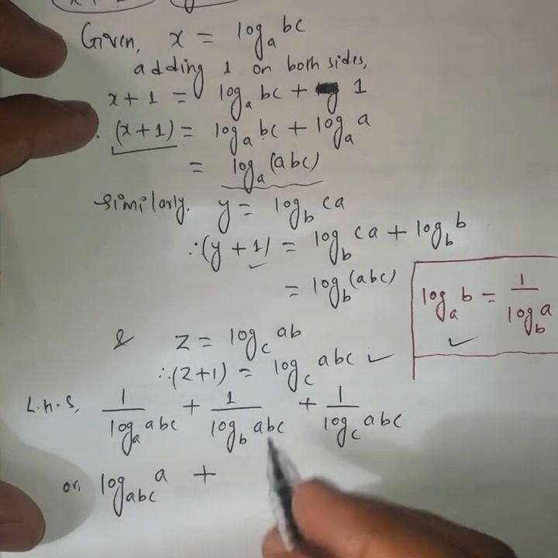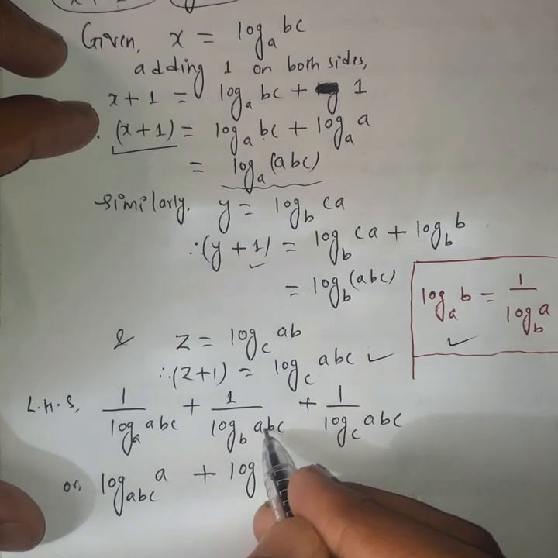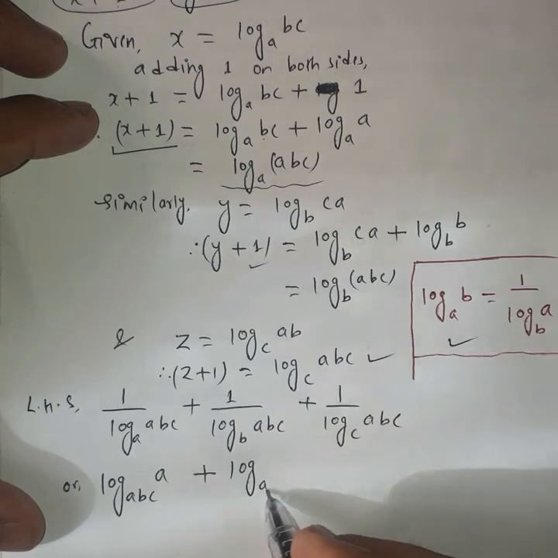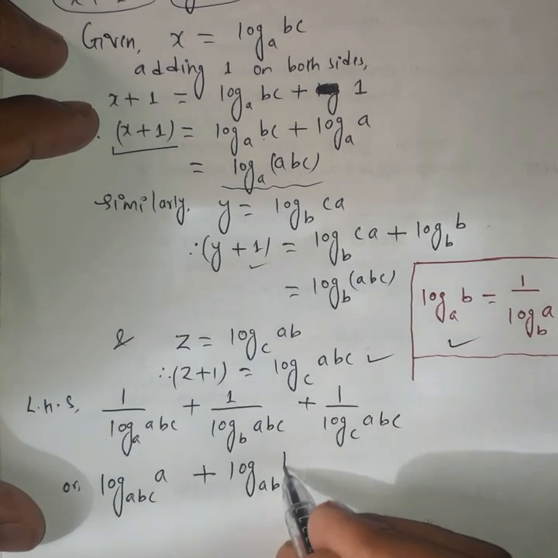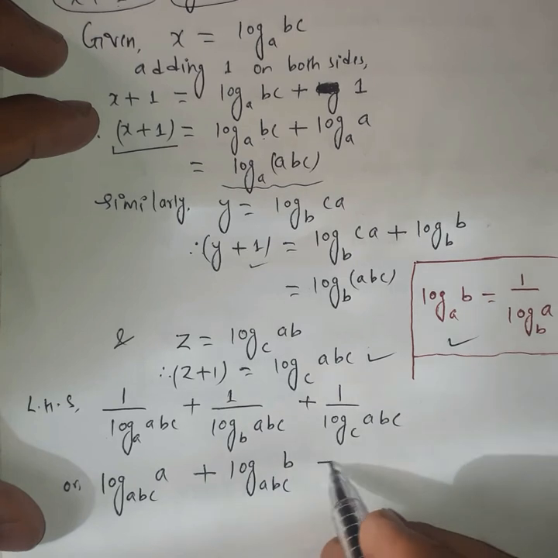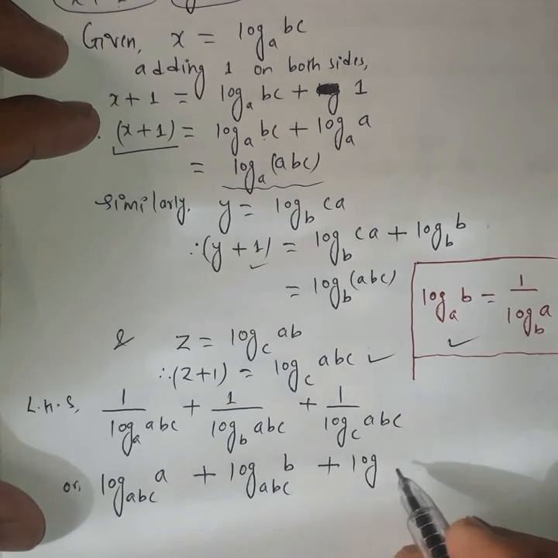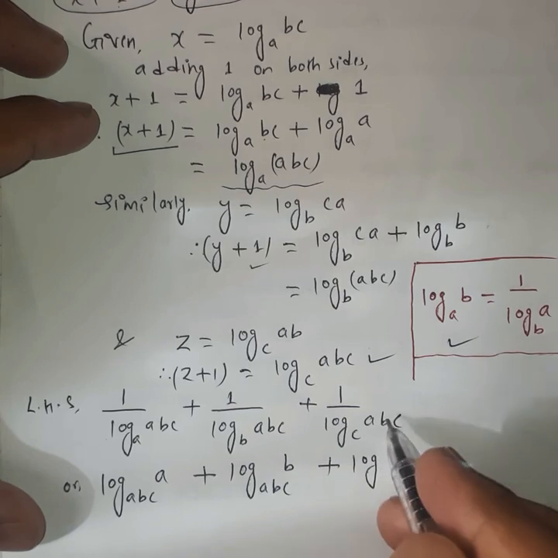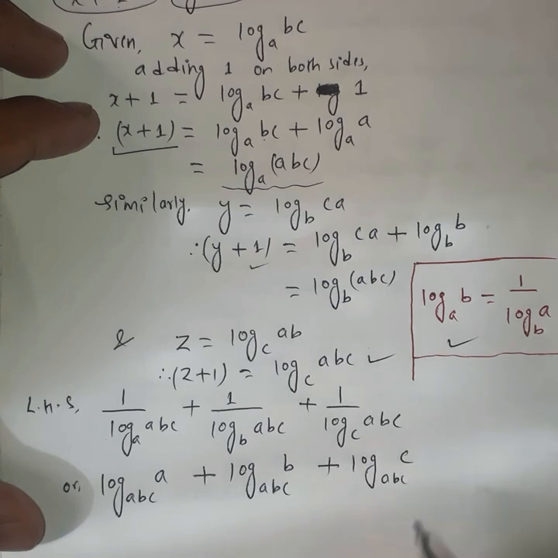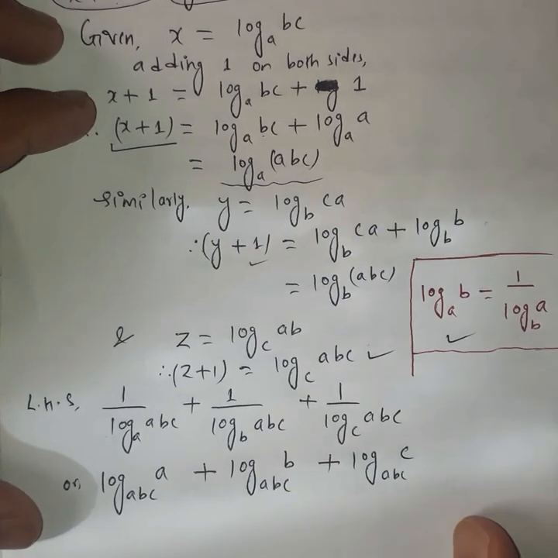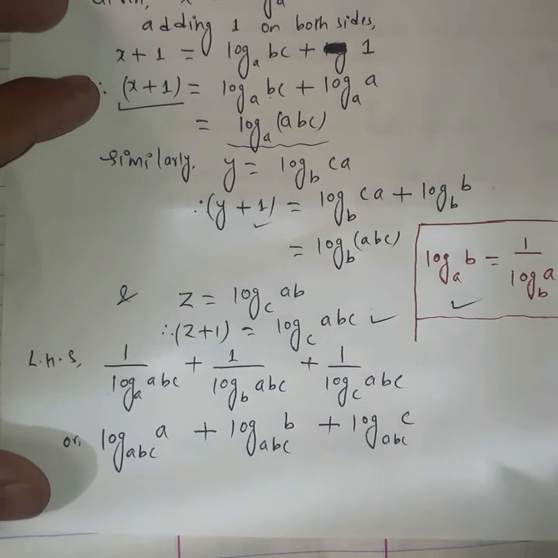Similarly, we can do the same thing here. This can be written as log of the argument ABC with base b. Similarly, for the third term, we do the same thing: log of the argument ABC with base c. Here we just interchange the argument and the base of the logarithm.